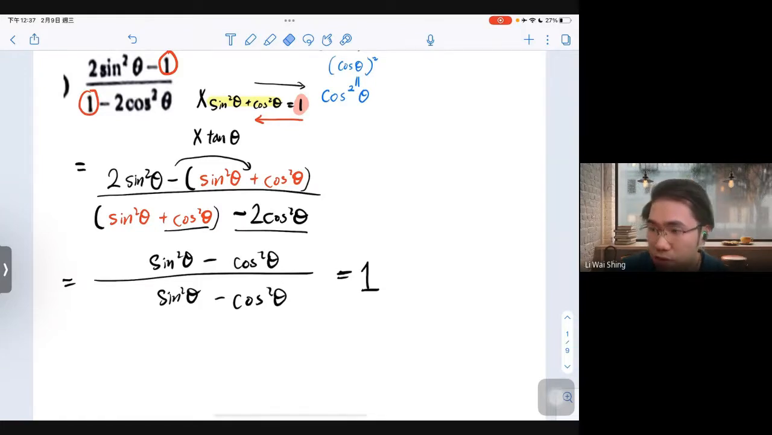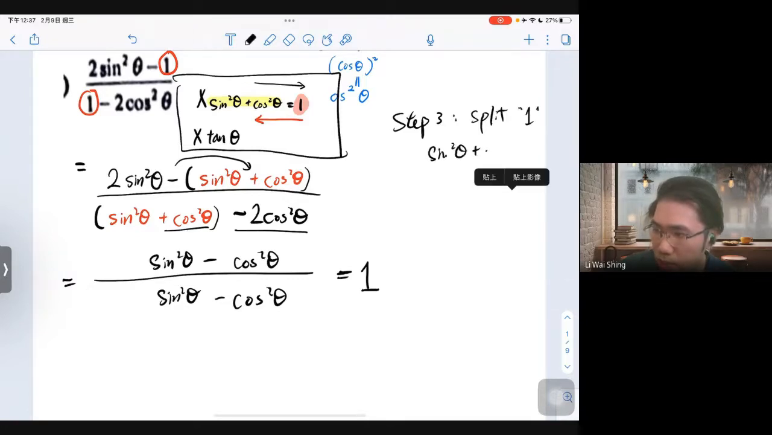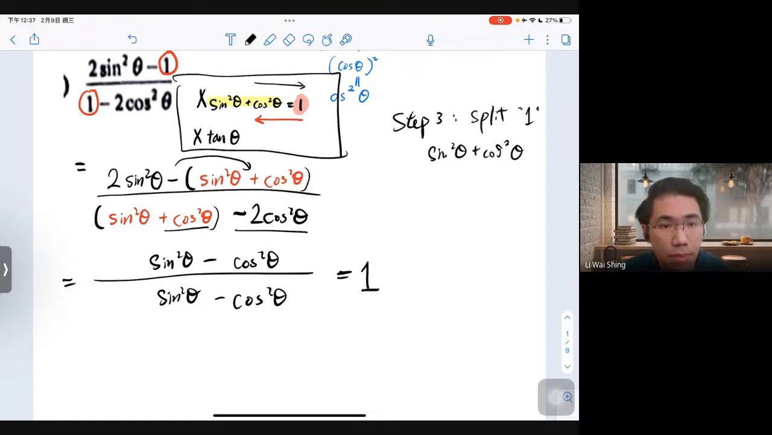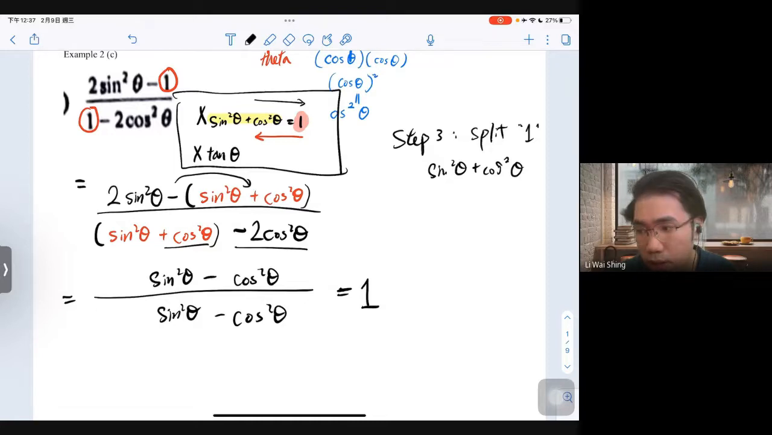If you find that you don't have sine squared theta plus cosine squared theta, if you find that you don't have tangent theta, then step 3, you need to split the 1 into sine squared theta plus cosine squared theta. Got it? Can you follow? If you can't directly use an identity, you need to split the 1 into sine square plus cosine square, so that you can simplify this expression.